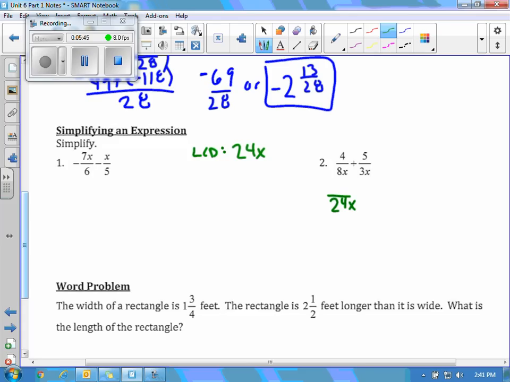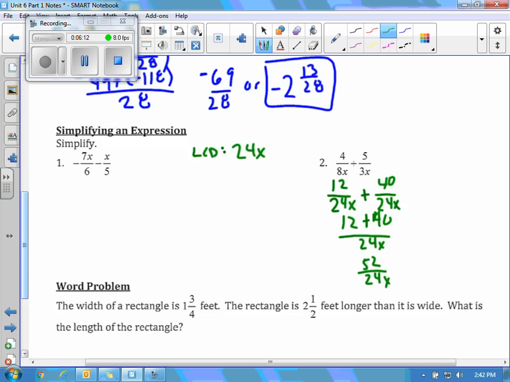So 8x times 3 is 24x. So 4 times 3 is 12. 3x times 8 is going to give me 24x. So 5 times 8 is going to be 40. Now that I have a common denominator, I can add those. So it'll be 12 plus 40 over 24x. So that's going to give me 52 over 24x.